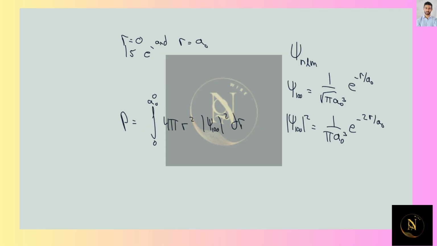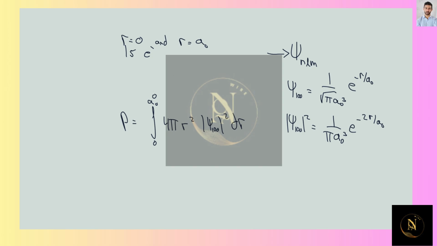So in this problem, we want to compute the probability that the hydrogen atom of a 1s electron will be found somewhere in the range between r equal to 0 and r equal to a naught. First of all, let's remember that the wave function of the hydrogen atom is given by the n, l, m quantum numbers, and that for the 1s electron, this corresponds to the 100 wave function, which is 1 over the square root of pi a naught cubed times the exponential of minus r over a naught.